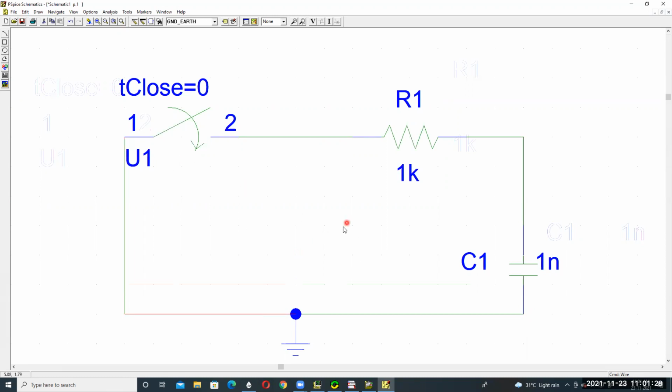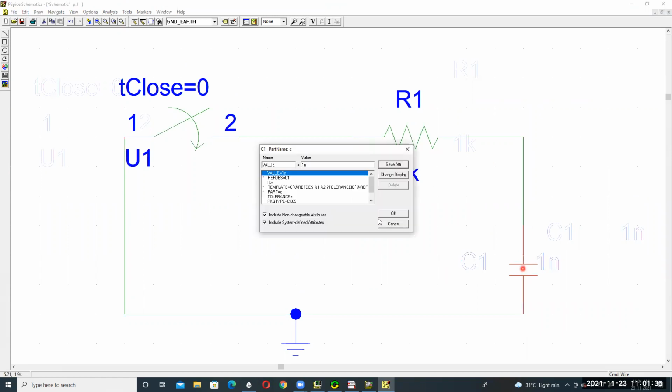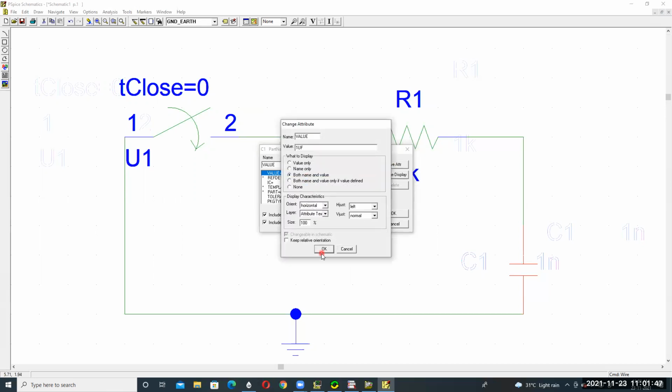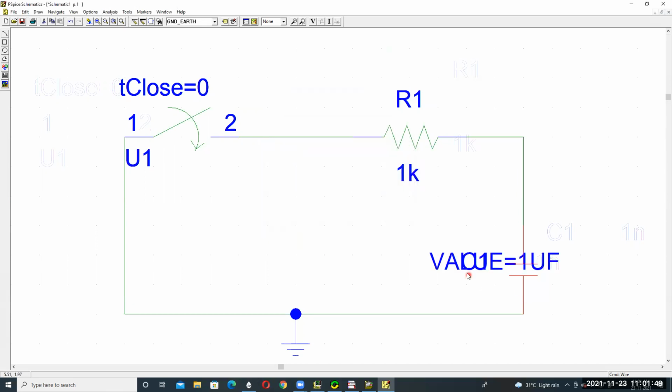Connect the circuit like this, and after this, change the values. The resistance value is 1 kilo ohm as it is, and the capacitor is 1 microfarad. Save, then alter the display. If you want to display both name and value, change the display like this. The capacitance of this capacitor is 1 microfarad, and the resistance is 1 kilo ohm.